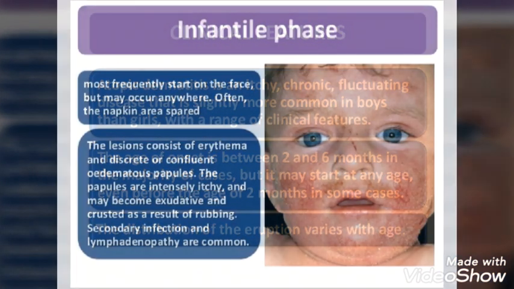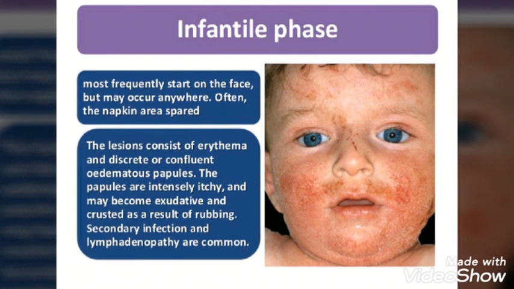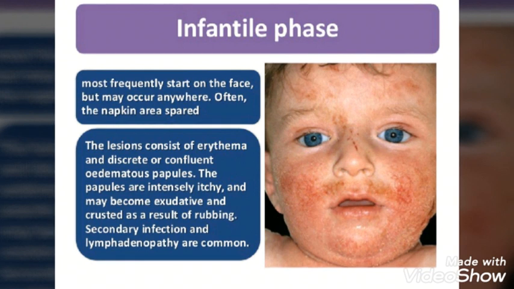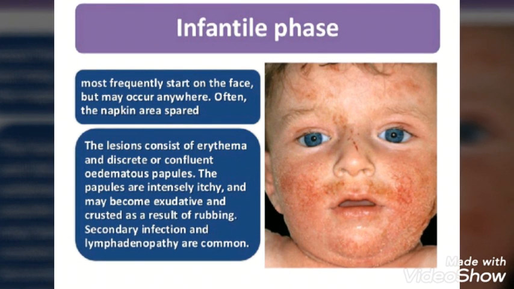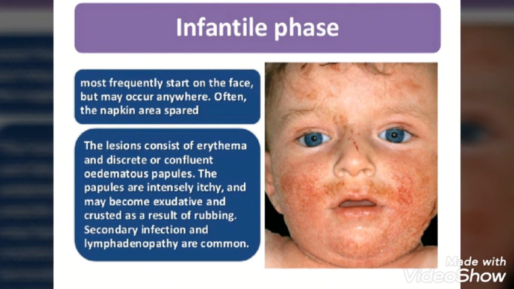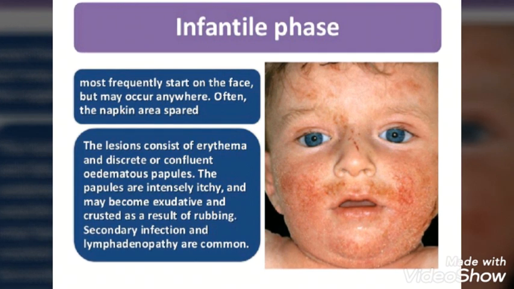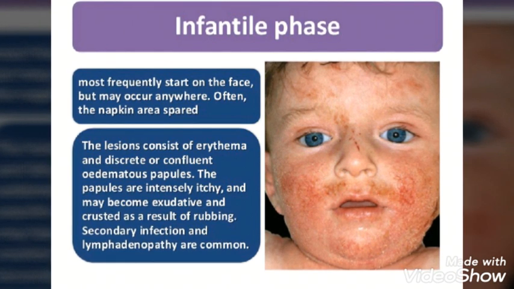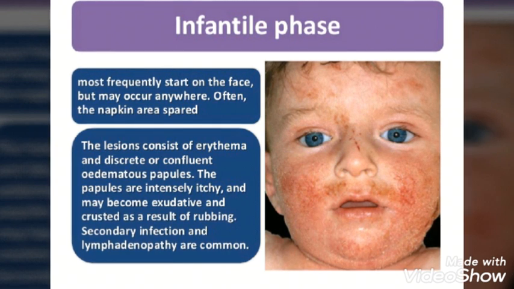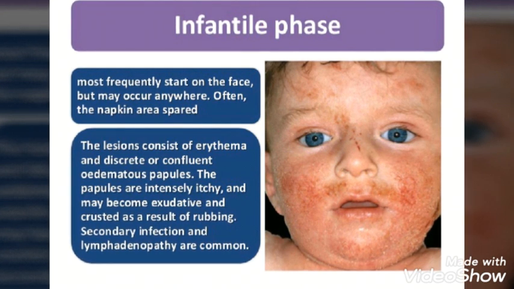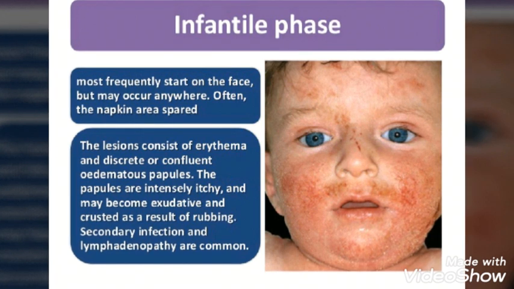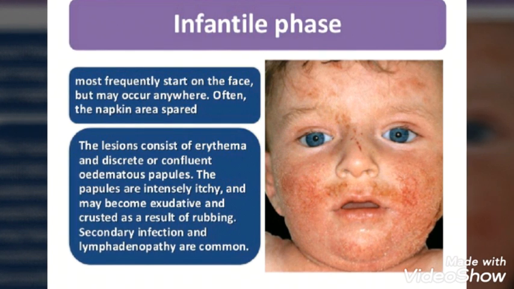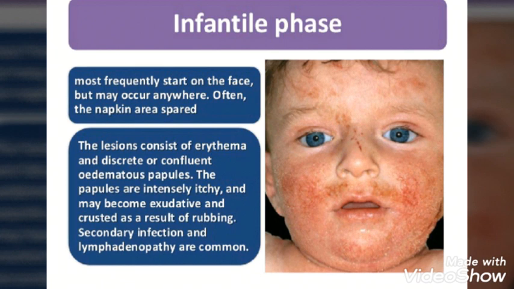So let's see what you're going to see in the infants. In the infantile phase, it most frequently starts on the face but may occur anywhere, often with the napkin area spared. Then the lesion consists of erythema and discrete or confluent edematous papules. The papules are intensely itchy and may become exudative and crusted as a result of rubbing. Secondary infection and lymphadenopathy are common. So these are what you're going to see in the infant stage. It starts from the face and you're going to see these rashes.